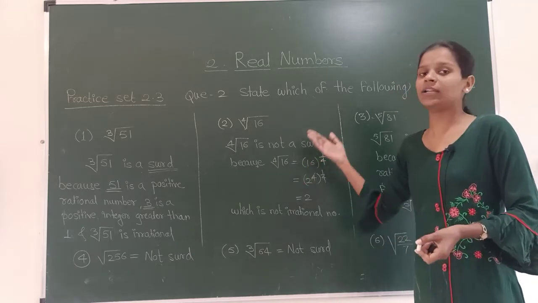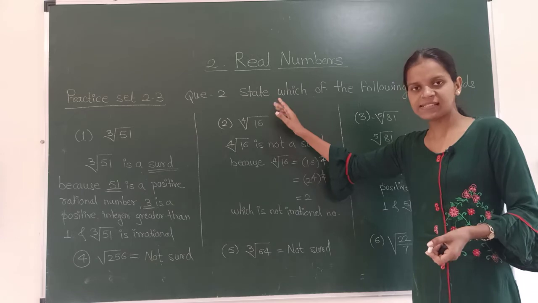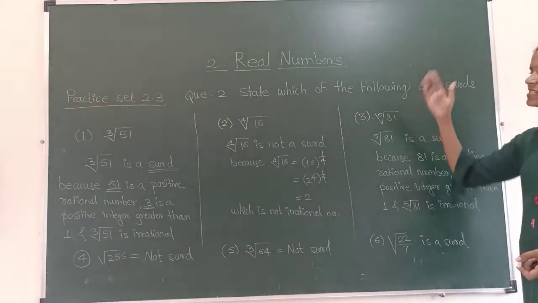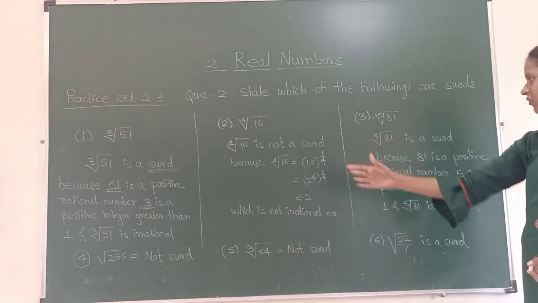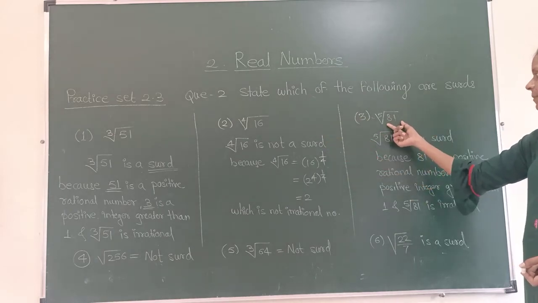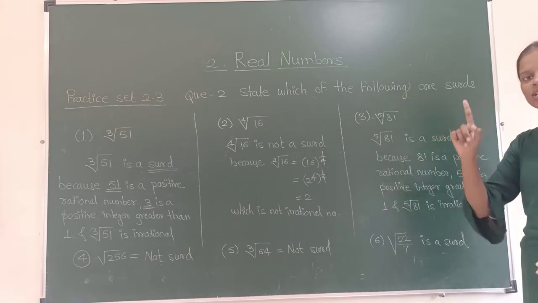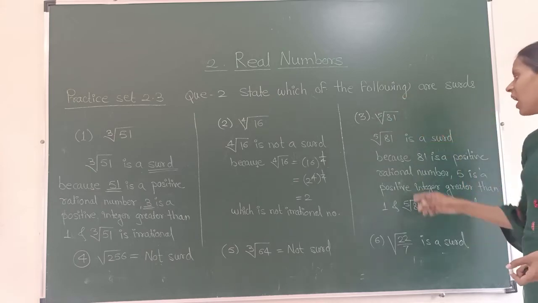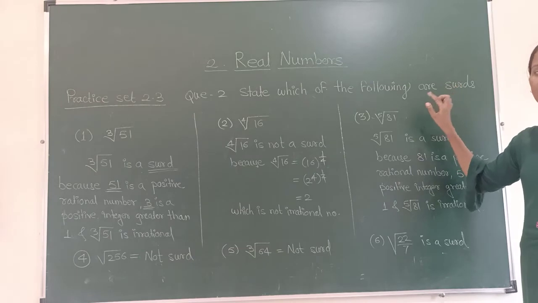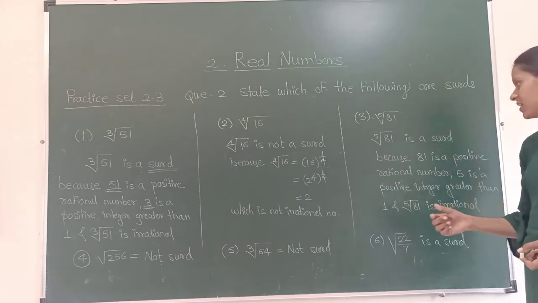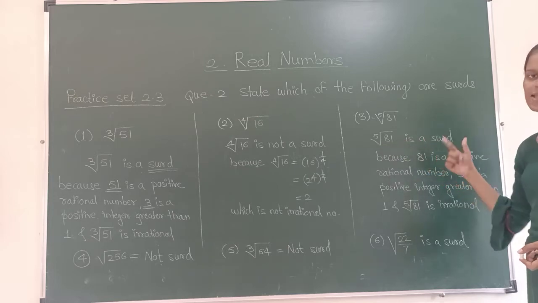No, we can't call it a surd. Therefore, this number is not a surd. Now for this one, we can write the justification like the first one: 81 is a positive rational number, whereas 5 is a positive integer greater than 1, and this whole number is an irrational number. If it is irrational, then we can call it a surd. Therefore this number is a surd.